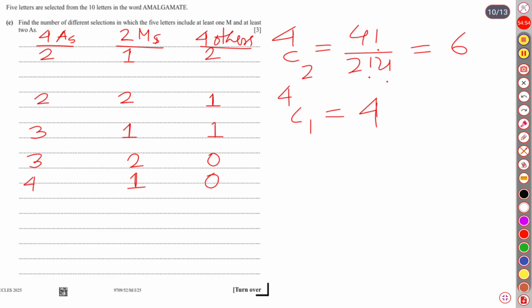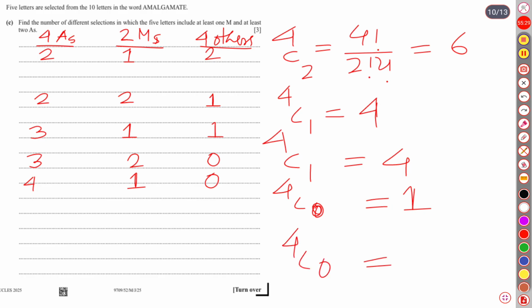There are 4 ways to select one letter from 4. Then the third case is also choosing 1 from 4, so it is also 4. And in the next two cases we are not choosing any letter, so it is 4C0. From 4 letters we are choosing nothing, so that is only one way. If we choose nothing from 4 letters, then there is one way. And for the final one also, from 4 if we choose 0, it is 1.